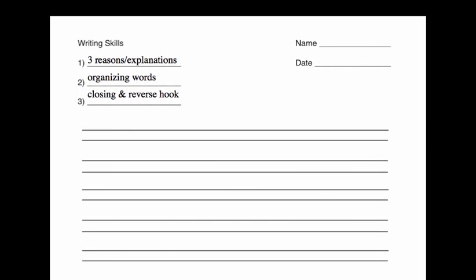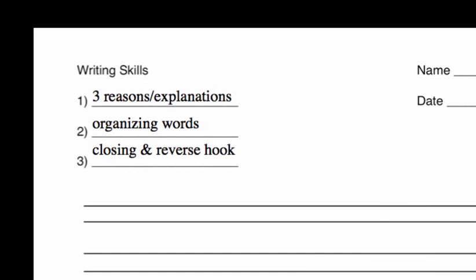Take a piece of the class writing paper. In the writing skills section, write 3 reasons/explanations. This tells you that you must complete 3 well-developed paragraphs with reasons clearly supported by explanations and examples.